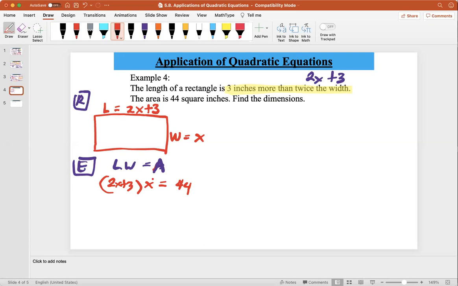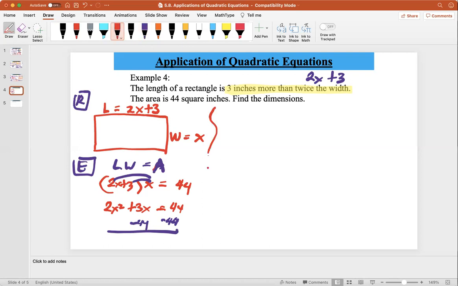Let's multiply by distributive property. We multiply x by 2x and then x by 3. 2x times x is 2x squared, and 3 times x you have 3x, equals 44. Let's make the right side 0 now. It's better to get rid of 44 and make that side 0 than the left side. Okay, minus 44 both sides.